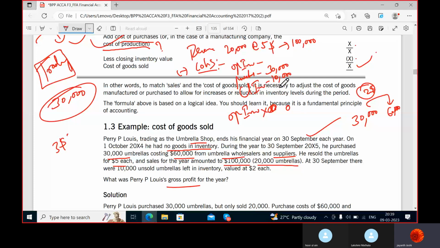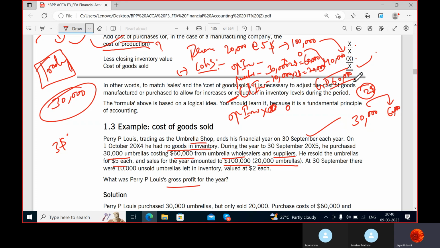They bought it at a purchase cost of $2, so that makes it $60,000. From that at the rate of $2, I'll remove the closing inventory of 10,000 umbrellas, that is $20,000. So opening inventory plus purchases minus closing inventory: $0 plus 60,000 minus 20,000. We'll get $40,000, so I'll remove $40,000 from 100,000. I'll get $60,000. That is my gross profit.